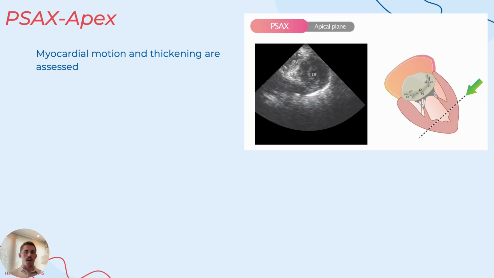Moving on, we have the apex. So this is just looking at myocardial motioning and thickening are assessed. There's not a ton here, and I would say it's mostly covered when you're looking at the bulk, like the papillary levels of the left ventricle. It's something to note as well.